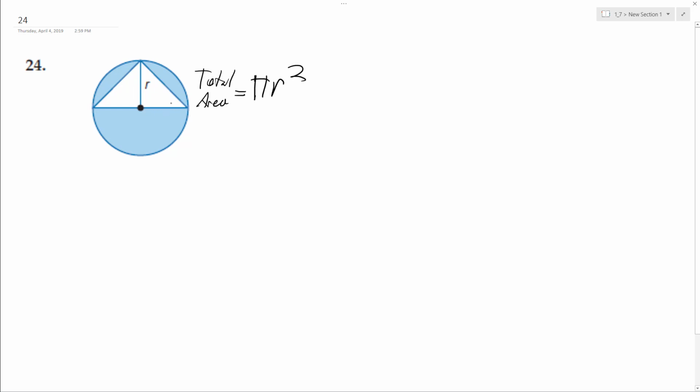For this white triangle portion here, it's a radius around r and r, so the area of the triangle is going to be r times 2r, because the base is 2r, times 1/2 since it's a triangle. So the 2 and the 1/2 cancel out, and it ends up being r squared.